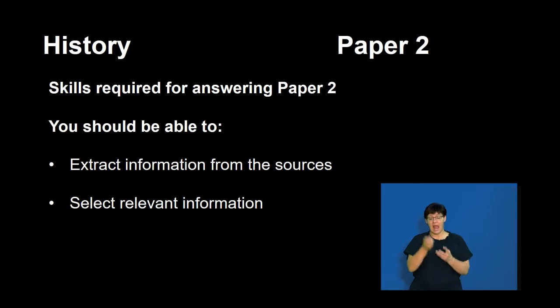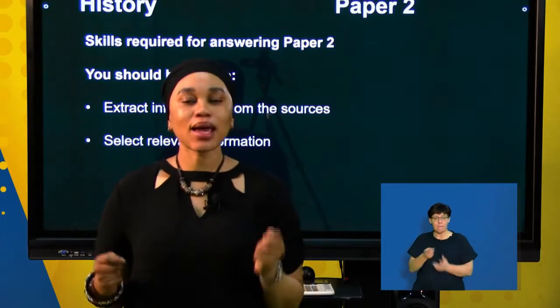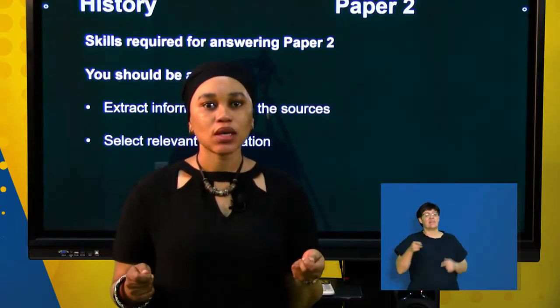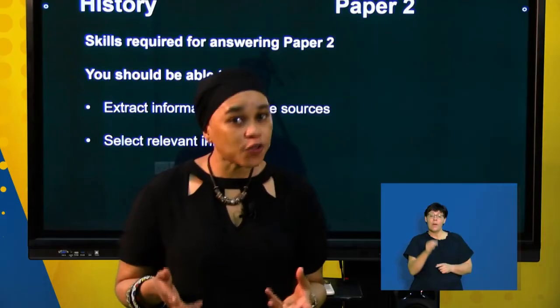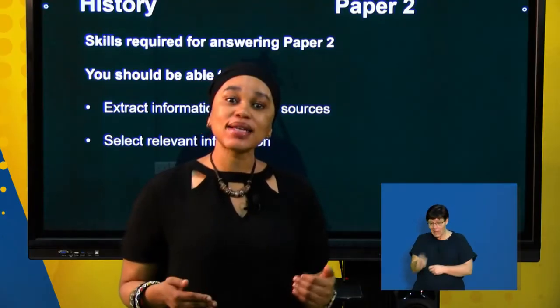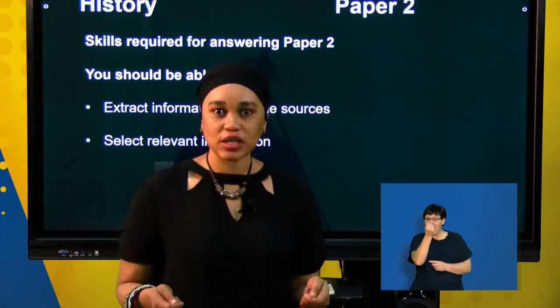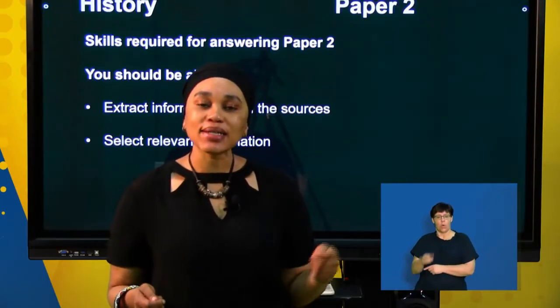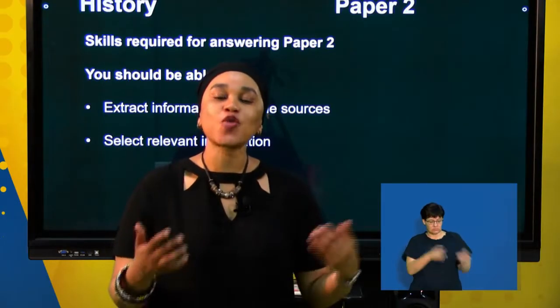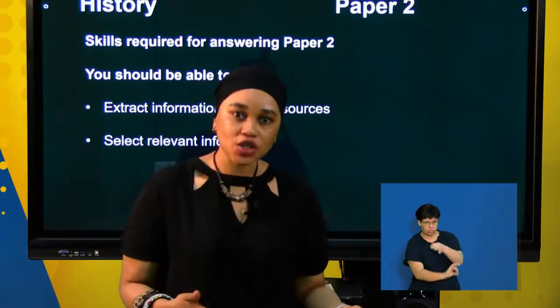So, if you look at the skills that are required for answering paper 2, you should be able to extract information from the sources. Now, extracting information from the sources does not mean just taking anything that is in the source. It means that you have to understand the source, and as I said before, you have to understand the question, because you don't want to end up extracting things that are not relevant to answering your question.